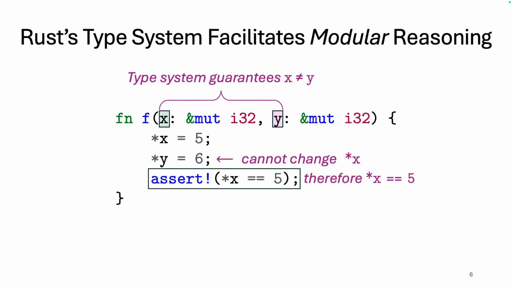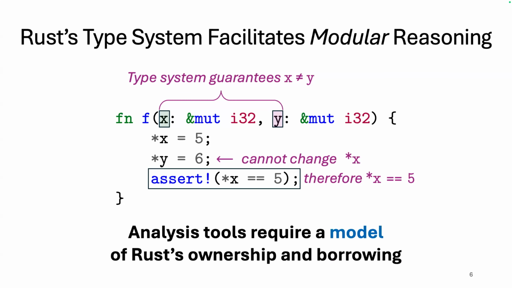If we want our analysis and verification tools to also do this kind of reasoning, those tools would require some model of Rust ownership and borrowing that would allow them to make these kinds of conclusions. This information is not directly accessible from the compiler, for example. And the development of such a model is the focus of this work.